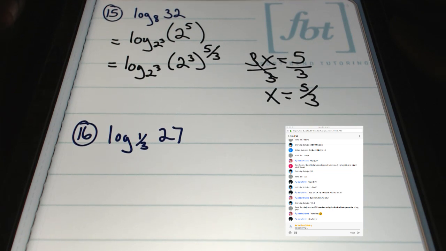What's going on, Ashley? How's it going? Good to see you. We're just going over some logarithmic properties right now. Thank you for joining us today.